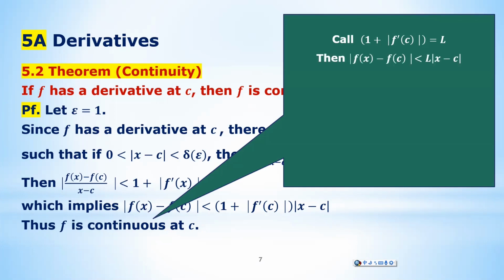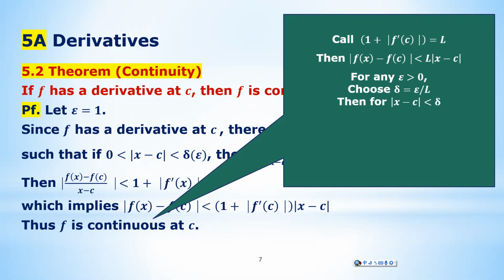L is now a fixed constant. So the inequality looks like this. The absolute value of f(x) minus f(c) is less than L times the absolute value of x minus c. Okay, and this is actually what implies the continuity. Why? Because for any epsilon greater than 0, you can simply choose delta equals epsilon divided by L. L is a fixed number.